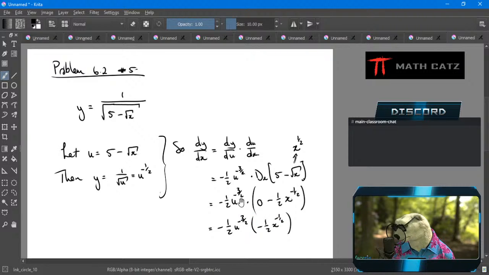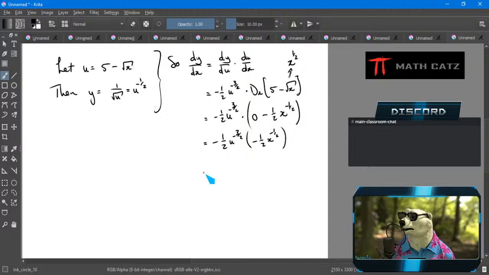And then I want to take my time. Write as much as you need to. Then I remember, okay, I just need to address the u, get rid of it to have my final answer as negative 1/2 (5 minus root x) to the negative 3 over 2 times negative 1/2 x to the negative 1/2. I don't even merge those two negatives. I do nothing else but replace the u with what it means.